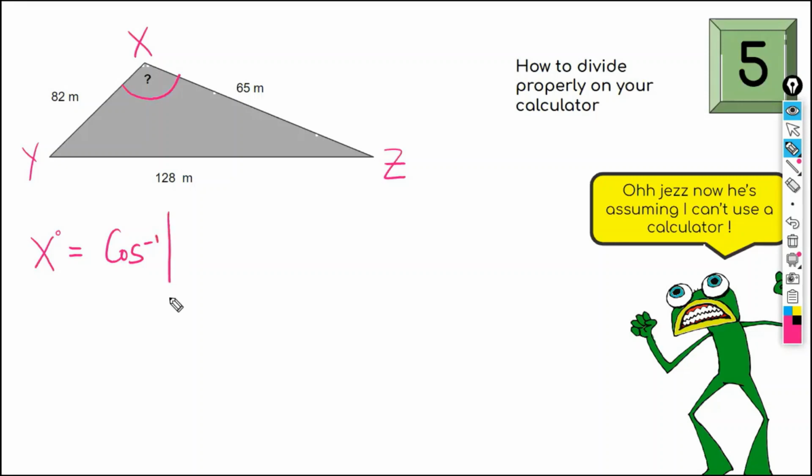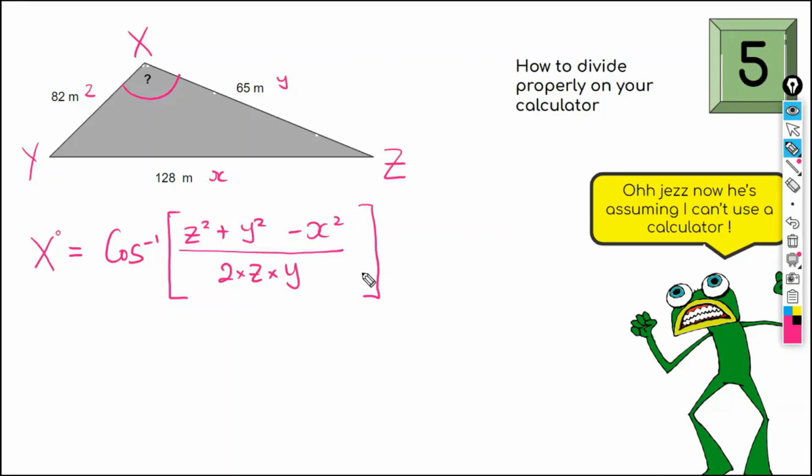Cos inverse, the big square brackets like this, and then here's x, here's y, and here's z. It will be z squared plus y squared minus x squared divided by what? 2 by z by y. Do you all think it's a good idea to type in this straight on the calculator? Or do you think we should take this in parts?